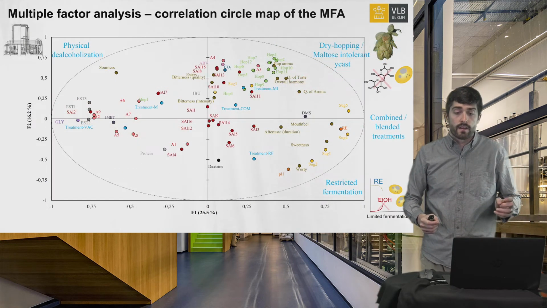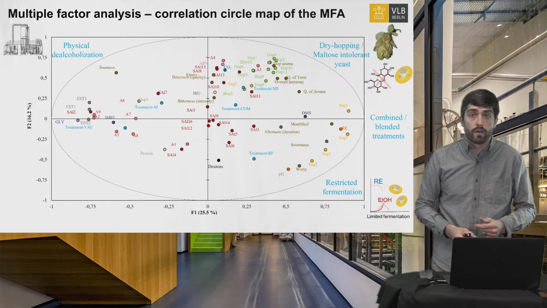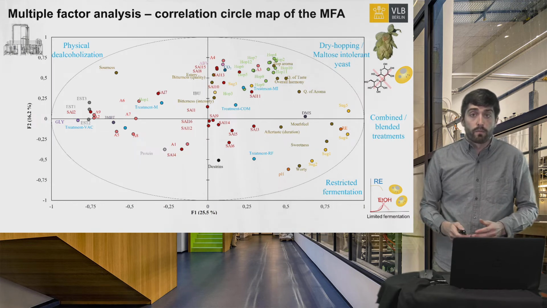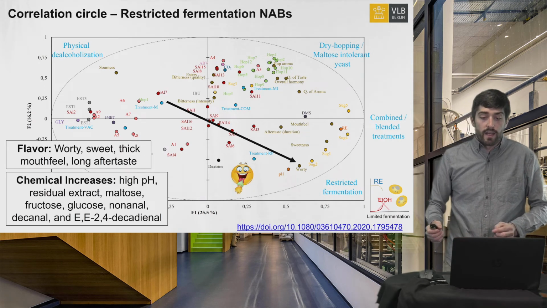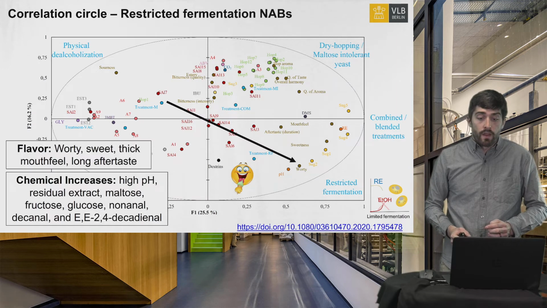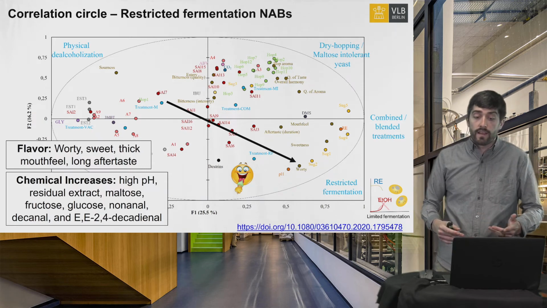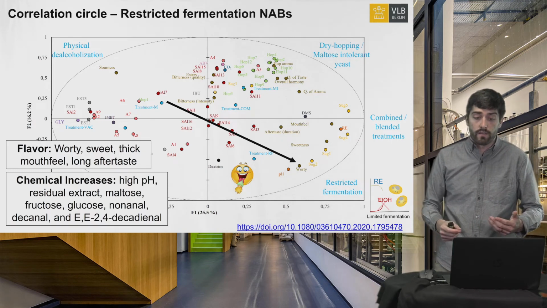Now, it's not clear from the observation chart what is driving those differences, so we have to use the correlation circle to probe what sensory or chemical profiles are driving them. What we see is that NABs down in that bottom right that were produced with restricted fermentation were the most worty, sweet, thick, and had the longest aftertaste. Analytically, they had the highest pHs, the highest residual extracts, and the highest concentrations of dextrins, such as maltose, as well as the highest concentrations of some volatiles, such as nonanol and decanol.